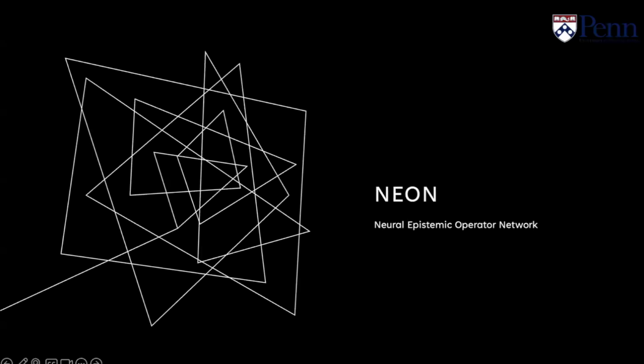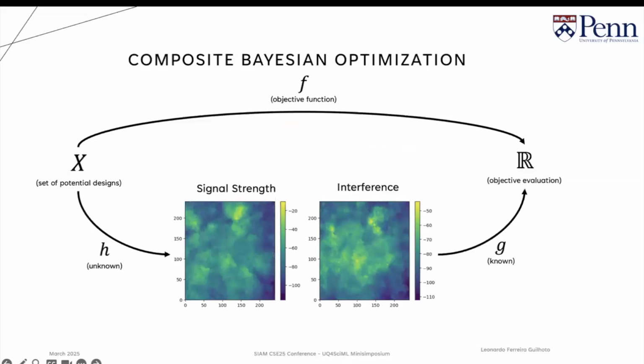Now, moving on to the second part of this talk, I'll be talking about neural epistemic operator networks, or NEON for short. So, our paper revolved largely around composite Bayesian optimization, or gray box optimization, which is the following setting. We, as before, have our set of potential designs over here on the left, and we have some unknown objective function that gives us a scalar value that we want to optimize. However, in composite Bayesian optimization, we also know something more about the structure of this problem. We know that f is the composition of an unknown function h with a known function g over here.